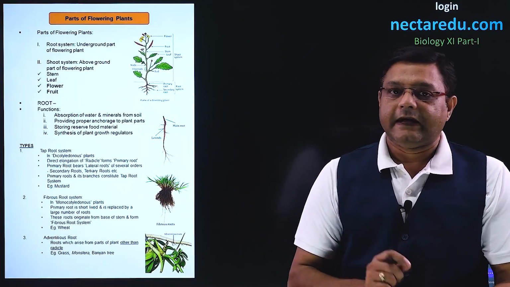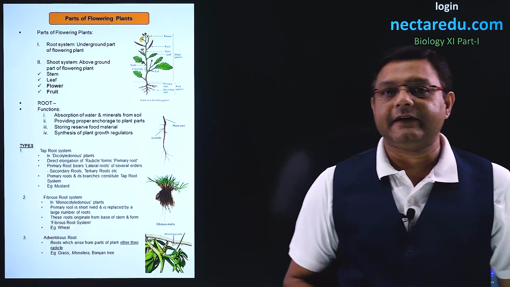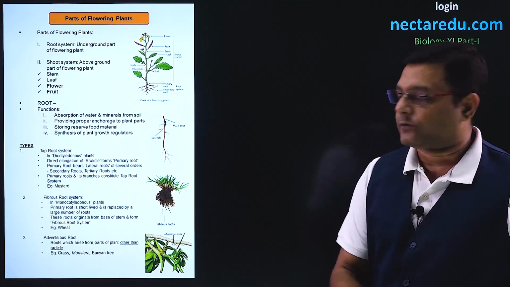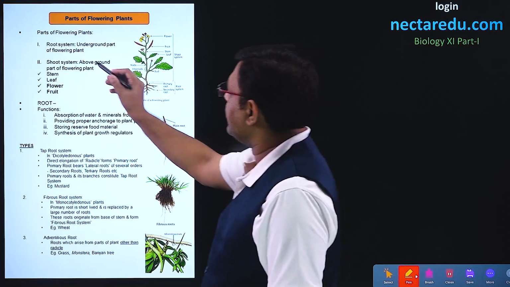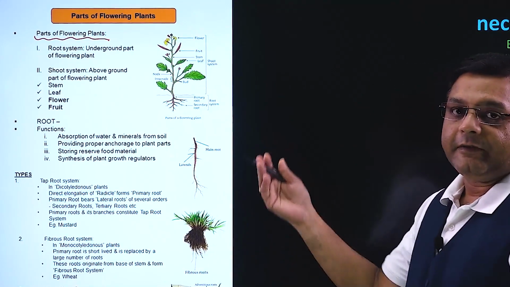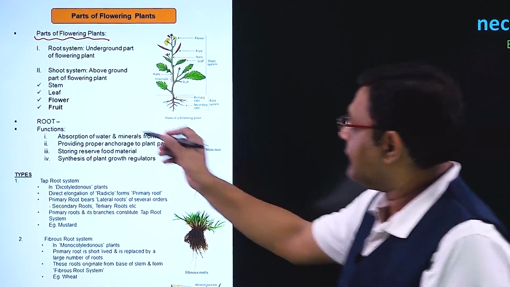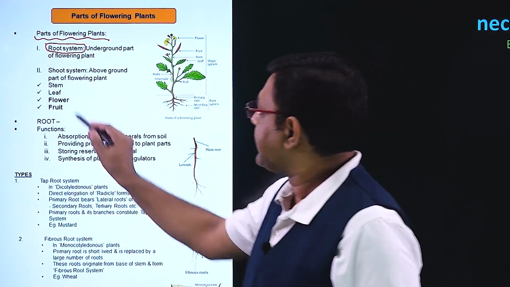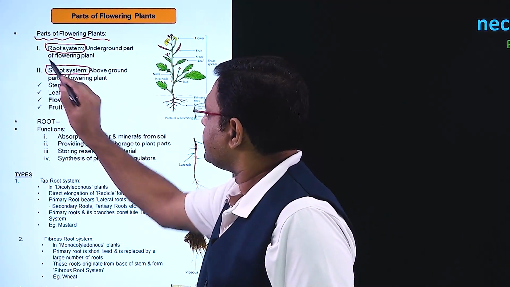Good day to all. In this video, we will be starting the chapter Morphology of Flowering Plants. Now, starting with this particular chapter, first we will look into the parts of flowering plants. So, flowering plants have two parts. The first part is called the root system and the second part is called the shoot system.